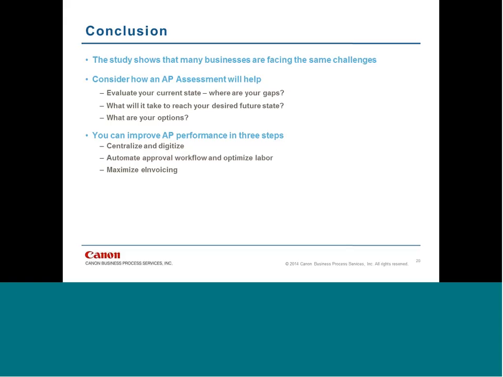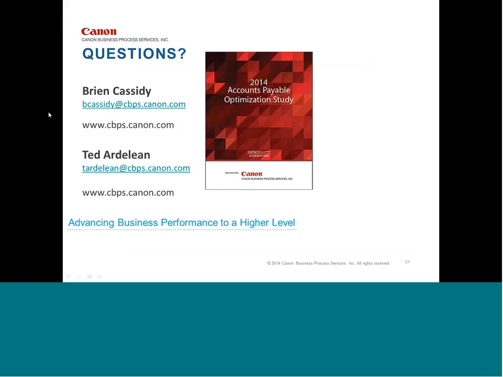Okay, and finally, we believe there are 3 steps that can be taken to improve the overall process, optimize the AP function, and reduce the cost: centralize and digitize the front end of invoice intake, automate approval workflow and the labor, and also maximize the use of e-invoice so that you could avoid some of that data entry and time consumed in handling invoices. I think that concludes our presentation.